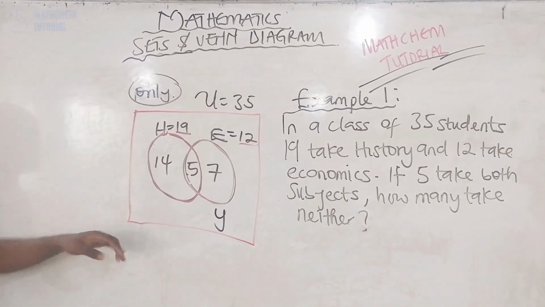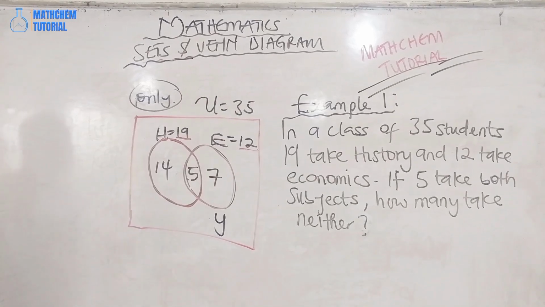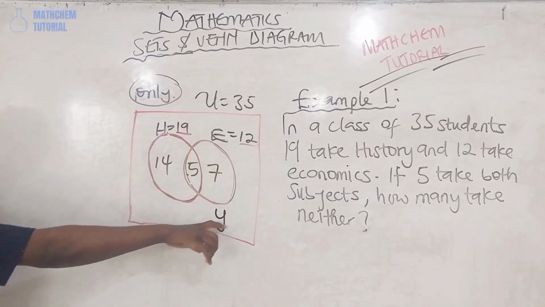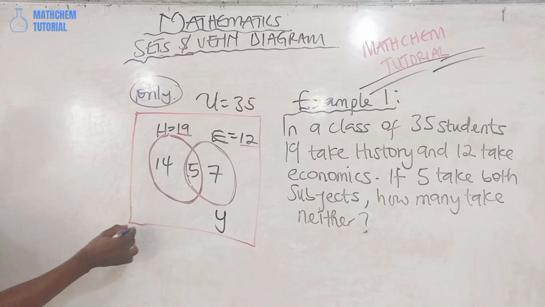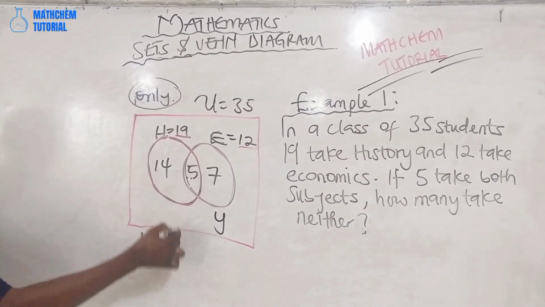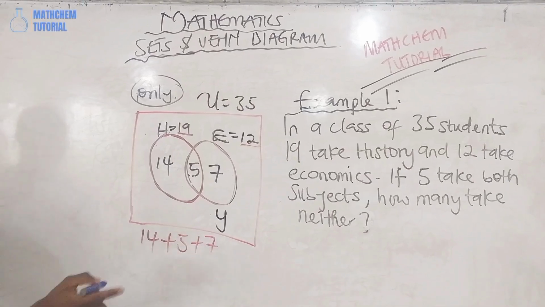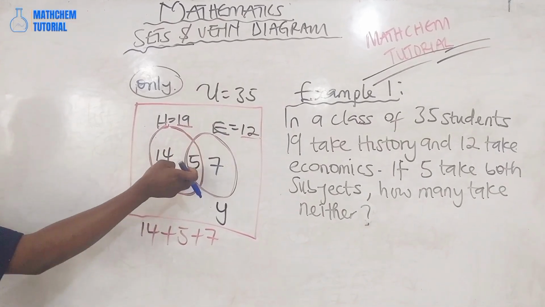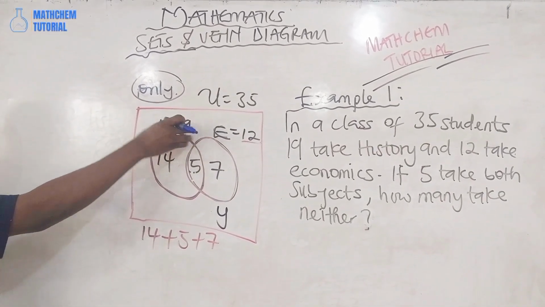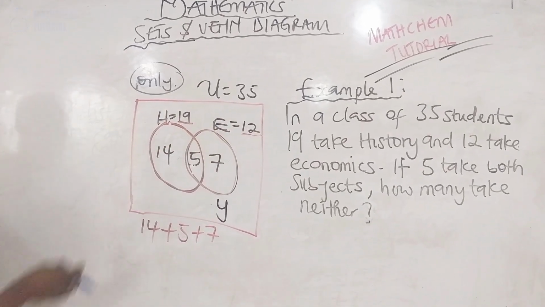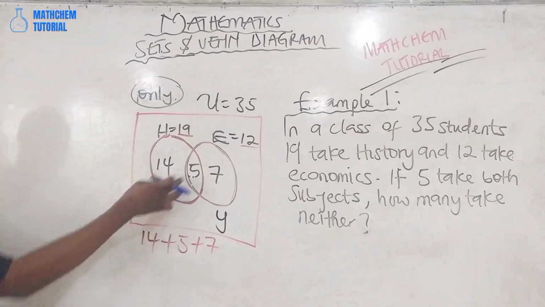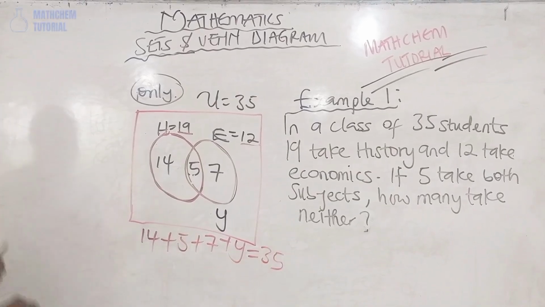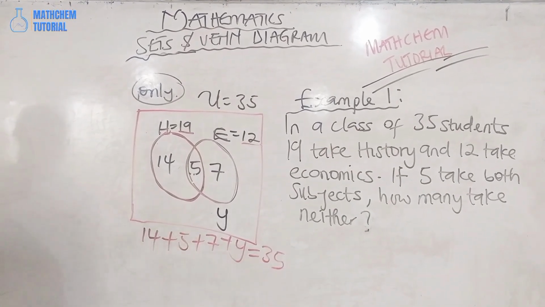So the next question we're going to do is, who are those that do not take any of the subjects, which is known as how many take neither of the subjects. Remember that I said when we add every number in this together, it gives us 35. So that is going to be the 14 we have here plus this 5 plus this 7. Remember that I've analyzed this 19 by saying 14 and 5, and I've analyzed this 12 by saying 5 and 7. So I don't need to tamper with this 19 anymore, likewise this 12, because I've already analyzed them here. So I'll have my 14, my 5, my 7, plus this particular y, which is going to give me 35, because all these people come together to constitute that 35.